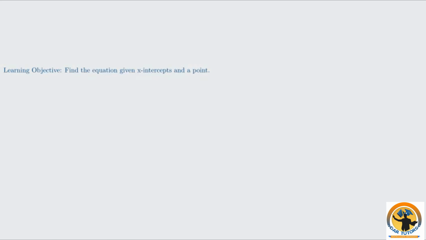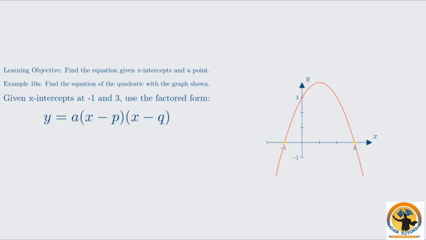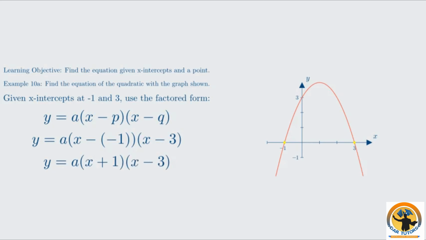We'll find the equation of a downward opening parabola. Here we have the graph of a parabola. It's concave down, and its x-intercepts are at x equals negative 1 and x equals 3. Since we have the x-intercepts, we should use the factored form, y equals a times x minus p times x minus q. Our intercepts are p equals negative 1 and q equals 3. Substituting these values, we get y equals a times the quantity x plus 1 times the quantity x minus 3.